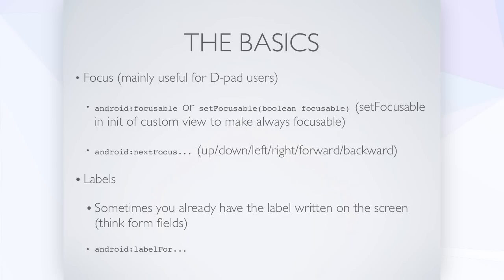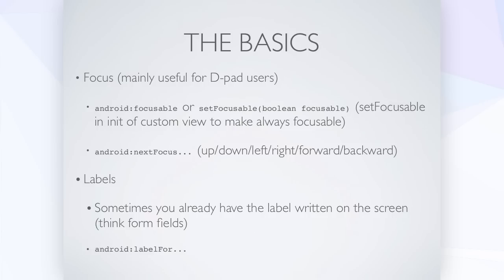Another thing is labels. Sometimes we already have the content description or the information on the screen, but it's in the form of another label. Imagine I have a text field with a label on the screen that says name, and inside the text field it says something like Johnny Appleseed. That information's all on screen. So how do I associate that label to that text field through the audio?